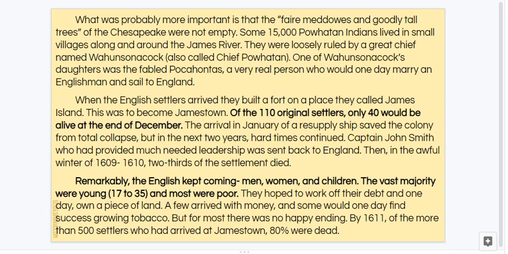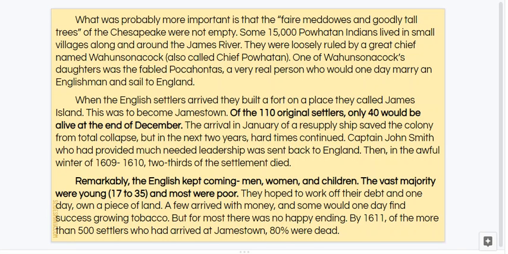England. When the English settlers arrived, they built a fort on a place they called James Island. This was to become Jamestown. Of the 110 original settlers, only 40 would be alive at the end of December. The arrival in January of a resupply ship saved the colony from total collapse, but in the next 2 years, hard times continued. Captain John Smith, who had provided much-needed leadership, was sent back to England. Then, in an awful winter of 1609 to 1610, 2/3 of the settlement died.